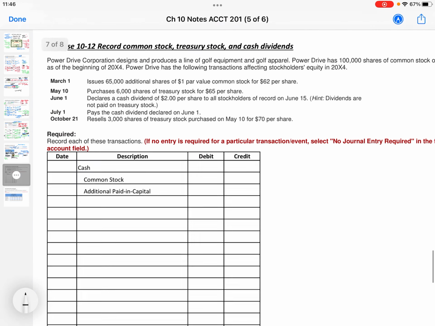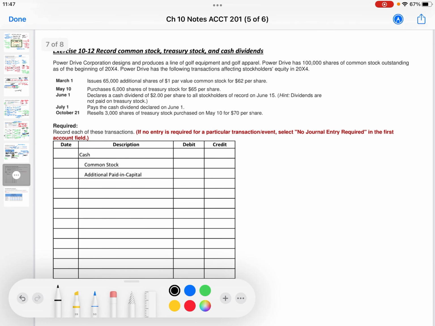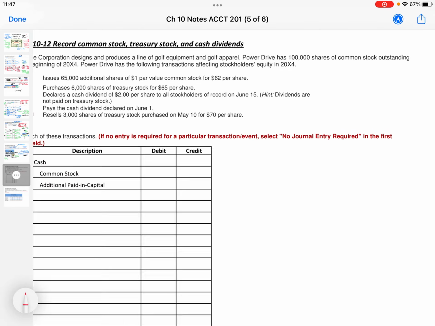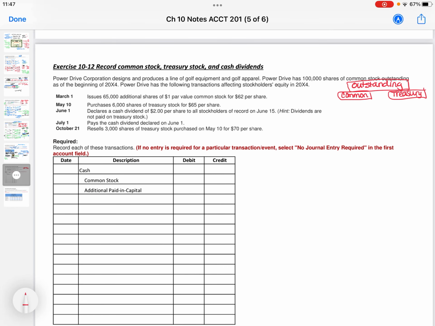Okay, for this next problem, we are going to put everything together that we've learned so far and pay dividends. So that's going to be an added part to this. Again, very important, I keep track of the number of shares outstanding. In this one, I do have treasury stock, but I don't have preferred. So I'm going to do common and treasury. No preferred for this one. All right, we'll keep track of those shares outstanding.